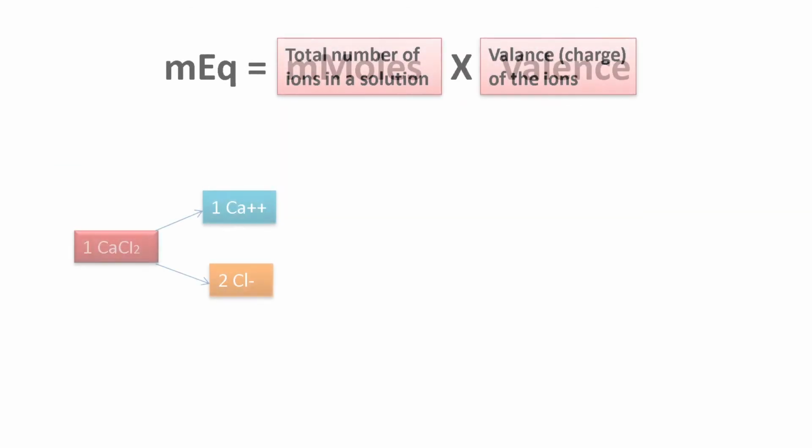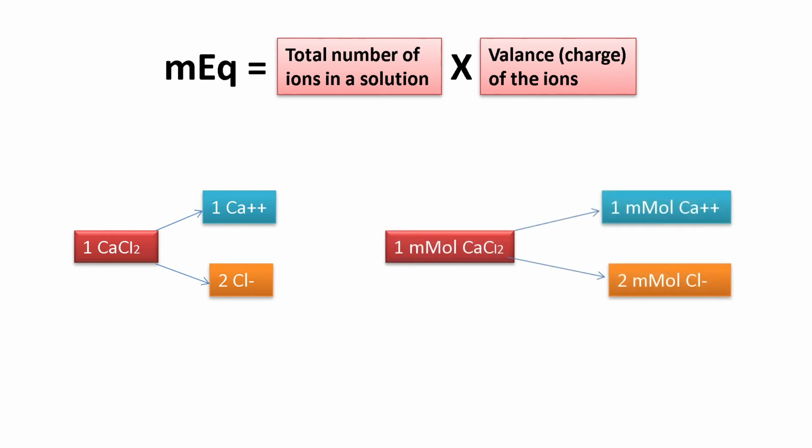One molecule of calcium chloride dissociates into one ion of calcium and 2 ions of chloride. Therefore, 1 millimole of calcium chloride will dissociate to form 1 millimole of calcium ions and 2 millimoles of chloride ions. Now, if we multiply the molar values with the valency, then we get to see this. That means 1 milliequivalent of calcium chloride will form 2 milliequivalents of calcium ions and 2 milliequivalents of chloride ions.